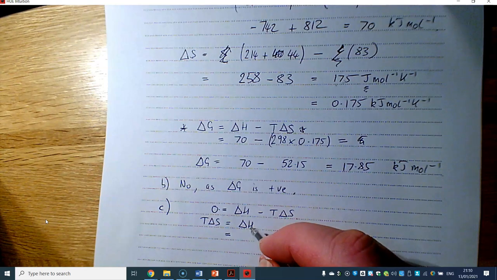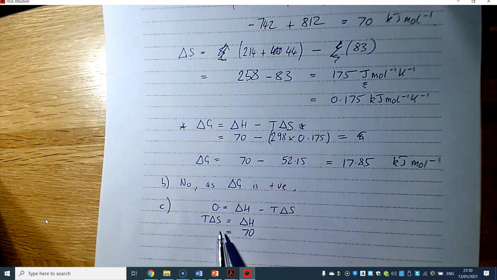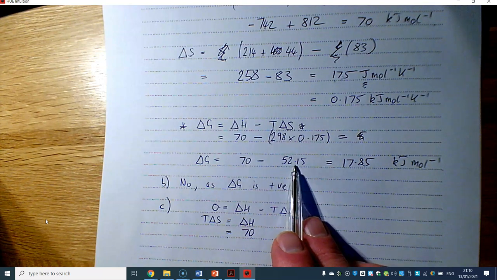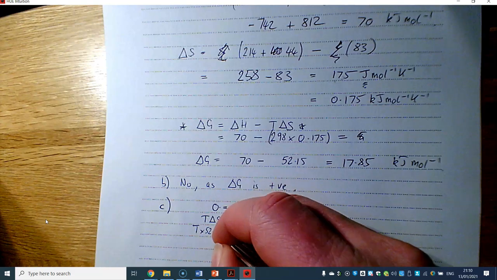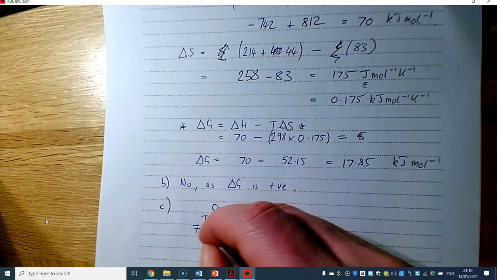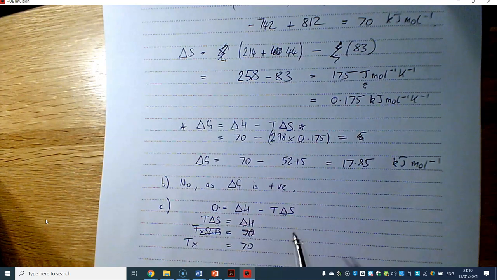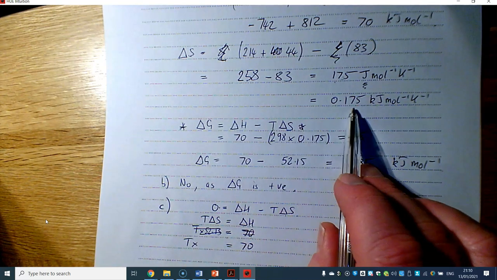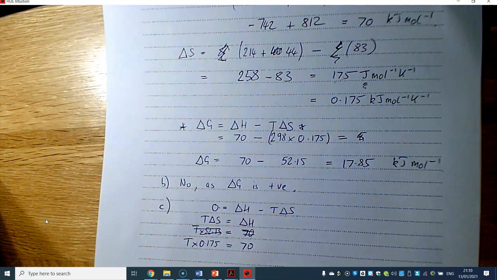We know delta H is what we just worked out, which is 70. Delta S is 52.15. T times 52. Oh, cross that out. You can tell I'm doing it live, can't you? That's 70. T times, where's delta S? It's up here, look, there we are, 0.175. I knew I'd make a mistake, should have done it in advance.